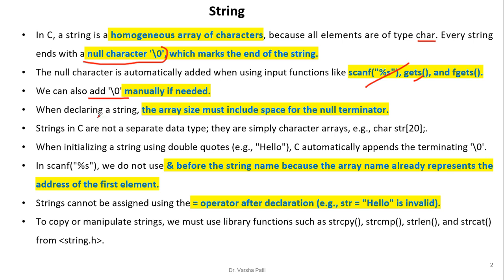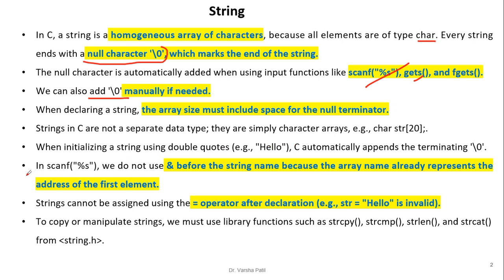When declaring a string, the array size must include space for the null terminator, so we require one extra space. Strings in C are not a separate data type, they are simply character arrays. When initializing a string using double quotes, C automatically appends a terminating \0.